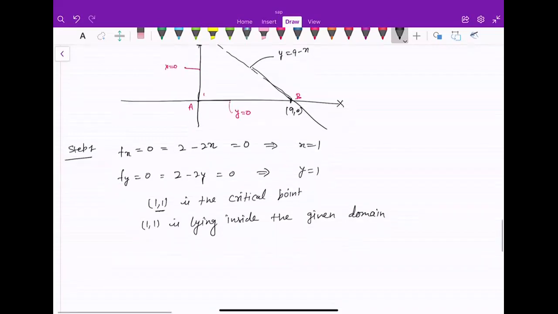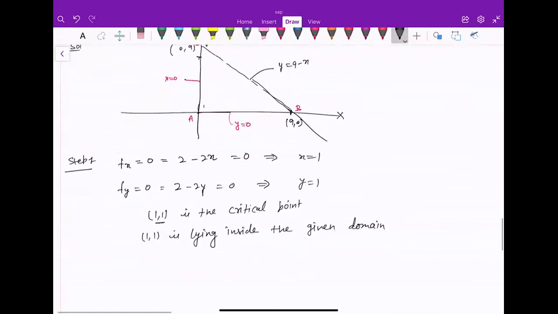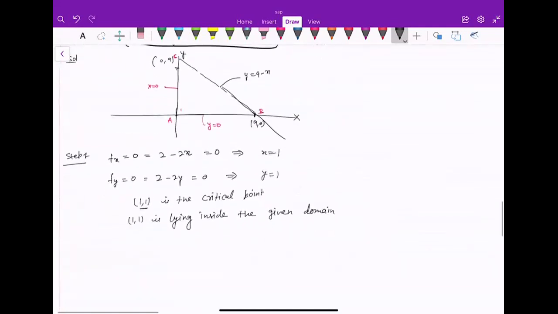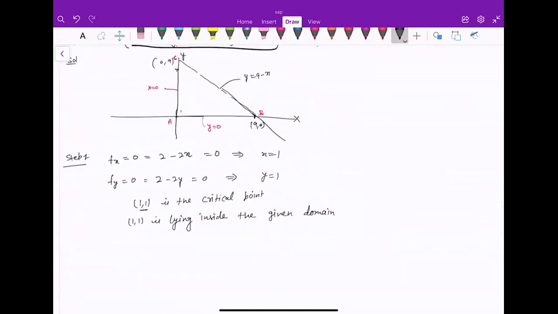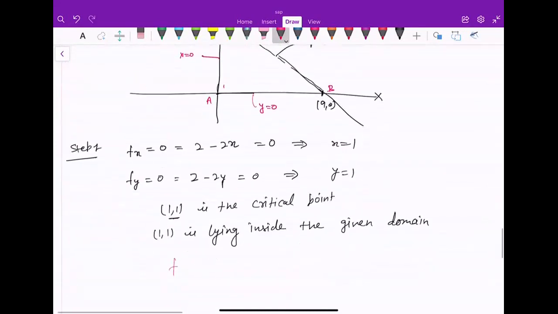ठीक है, कई बार होता है कि हम fx से y को कंपेयर करते हैं 0 से and you are getting some point that is outside the domain, then we will not study those points, है ना, those will not be your critical point. Next is what, (1,1) is the critical point and let us compute function value at (1,1). What is the function value at (1,1)?